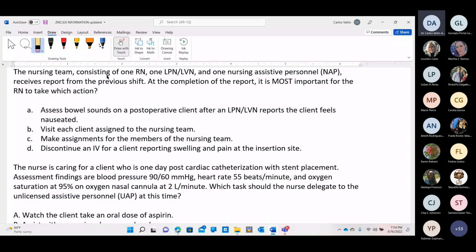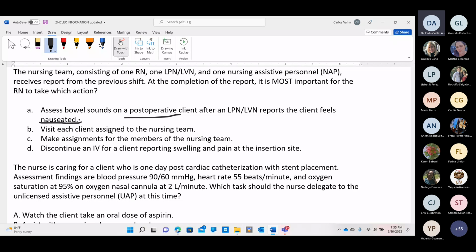The nursing team consisting of one RN, one LPN, and one nursing assistive personnel, or UAP. In English, you are going to see unlicensed assistive personnel. Received report from the previous shift. At the completion of the report, it is most important, prioritization, what is most important for the registered nurse to take, which action. So we have 4 actions. One: assess the bowel sounds of a post-operative client after the LPN reports the client feels nauseated. So we have a patient after surgery that has nausea. Of course, it's pertinent to assess bowel sounds, the abdomen, etc.